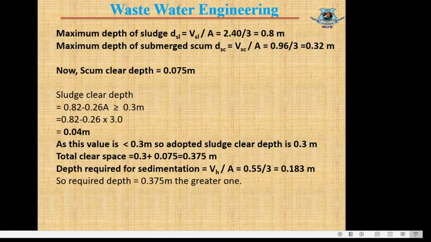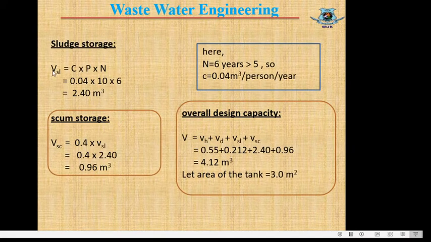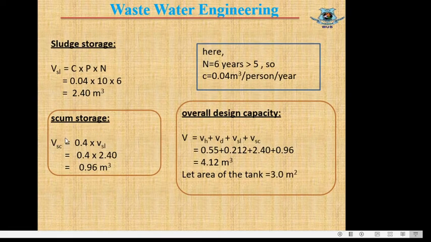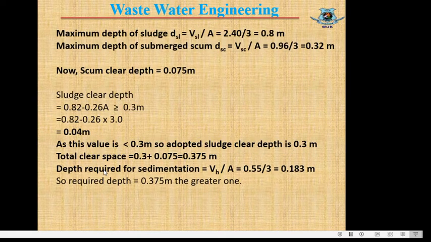Let's see here. Maximum depth of sludge, DSL, equals volume of sludge divided by area. Volume of sludge VSL equals 2.4 meter cube, so the depth equals 0.8 meter. Similarly, maximum depth of submerged scum, DSC, equals volume of scum divided by area. Volume of scum VSC equals 0.96 meter cube, so the submerged scum depth stands at 0.32 meter.